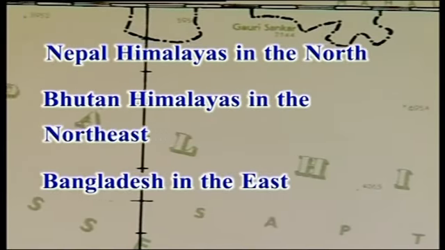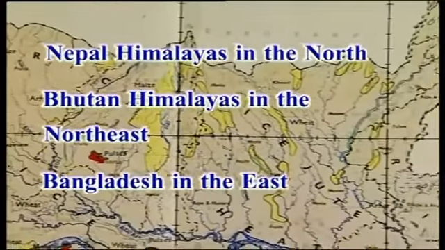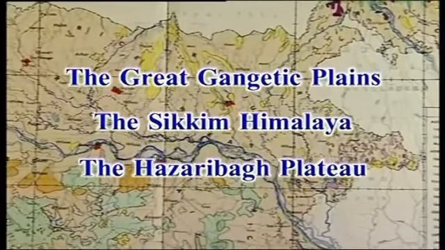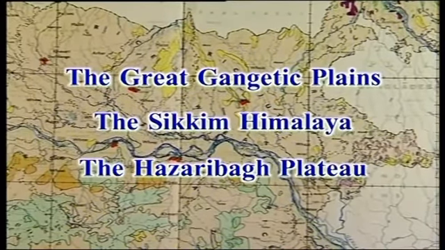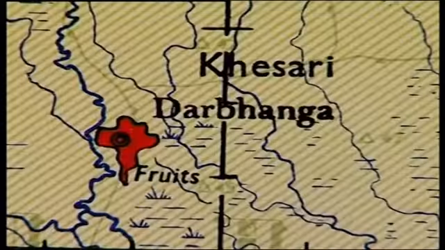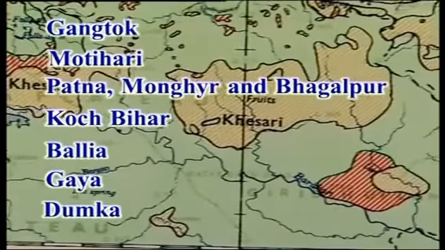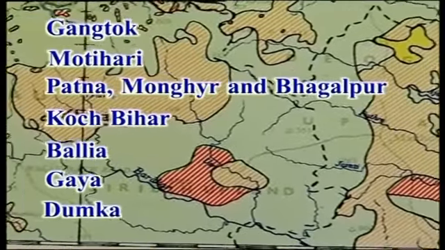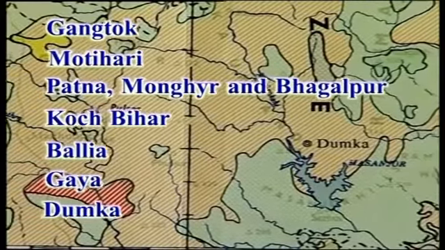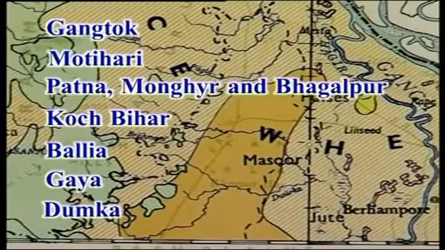This area is bordered with the Nepal Himalayas in the north, Bhutan Himalayas in the northeast and Bangladesh in the east. Physiographically, this region comprises of the Great Gangetic Plains, the Sikkim Himalaya and also the Hazaribagh Plateaus. India's prominent places including Darbhanga and Muzaffarpur in the north, Gangtok in the northeast, Motihari in the northwest, Patna, Munger and Bhagalpur in the middle, Cooch Behar in the east, Ballia in the west, Gaya in the southwest, Dumka in the south are located in this region.